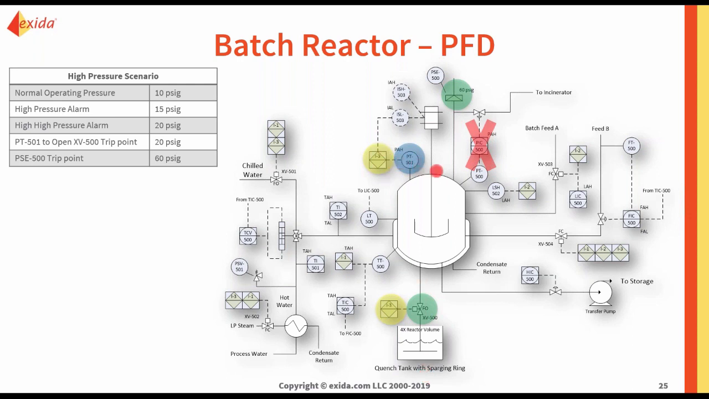Again, if this fails, so we have normal operating pressure is 10 psig. Your high pressure alarm goes off at 15 psig. You assume an operator will try and deal with the issue before anything else has to happen. You also have a high pressure alarm at 20 psig, which is when the interlock 3 happens. So that's going to be your safety instrumented function.